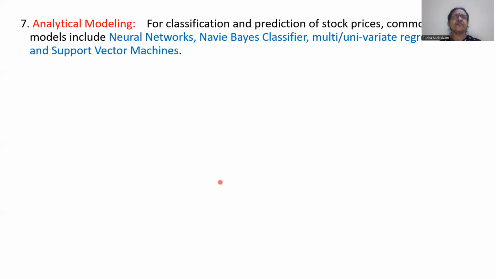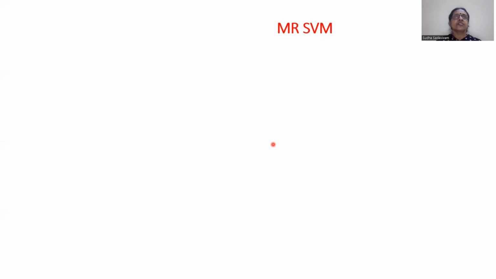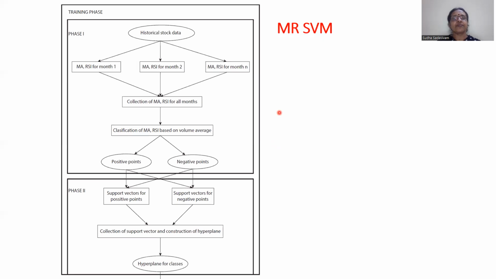So here, different types of machine learning techniques or classification techniques can be used. One of the techniques that has been demonstrated is using support vector machines. So this type of multi-class SVM has been chosen and hyperplane is being constructed and BD tree type of a classifier is being made use of. So here, since parallel storage of data as well as analysis on data has to be done, map-reduce version of the support vector machine is being designed.